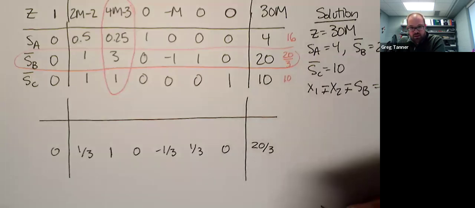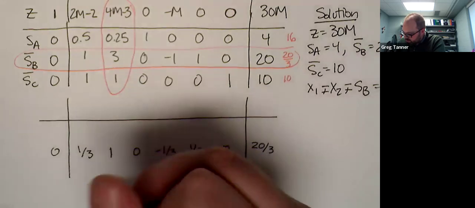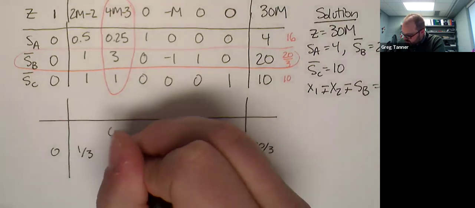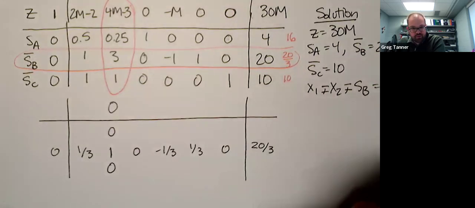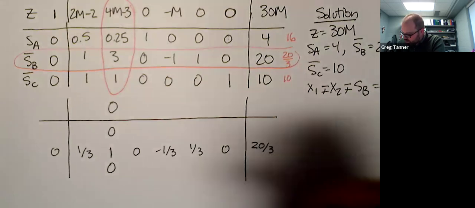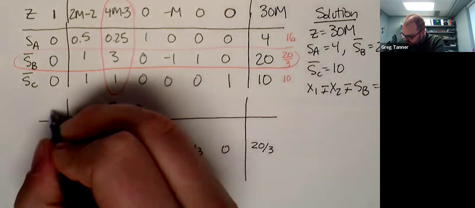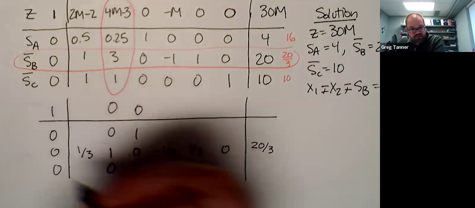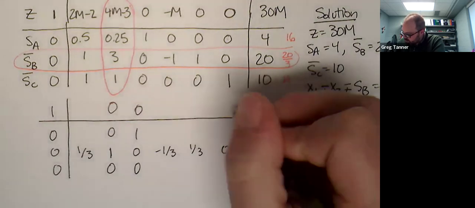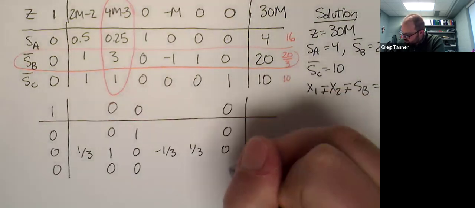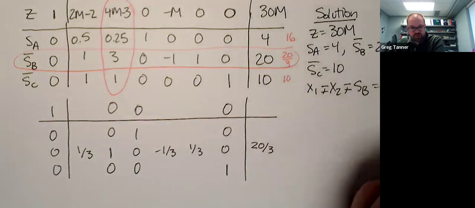Okay. And now I want to go ahead and get zeros here, here, and here. Filling in the things that I know won't change: I know that this one will stay a standard basis vector. I know this will stay a standard basis vector. And I know that this will stay a standard basis vector. Makes my life a little bit easy as far as what's going to fill in or not.